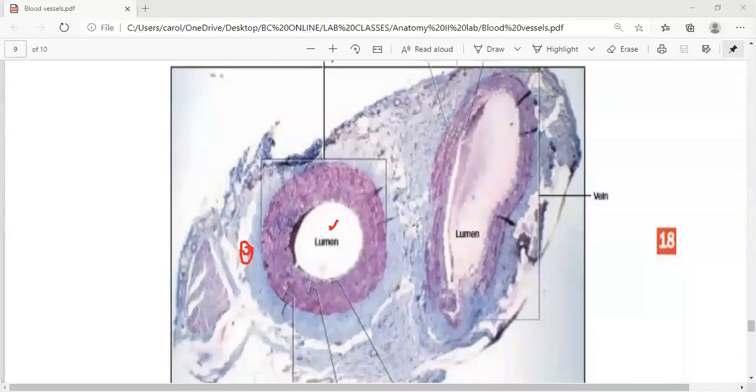If you compare more or less same size, lumen in veins is larger, lumen in arteries is smaller. Walls are thicker in arteries compared to veins. Veins are more elastic. Arteries are less, they are more rigid. Veins also show something in here called valves. Obviously this figure doesn't show it, but veins, large veins show valves in there.